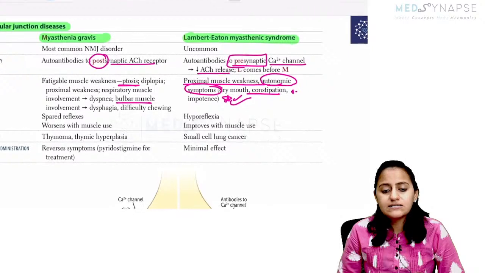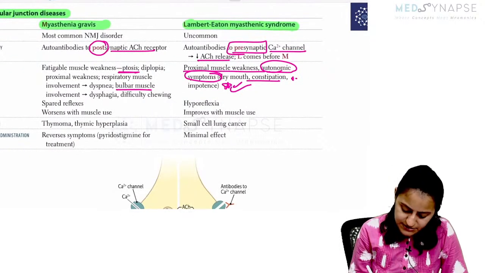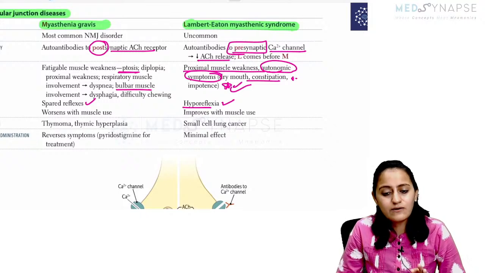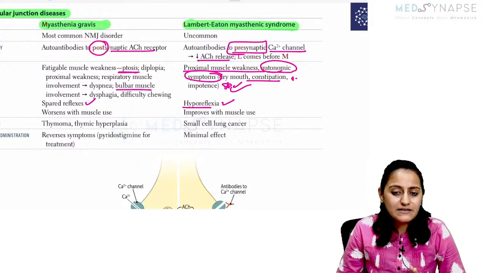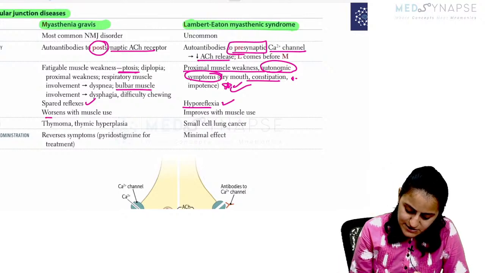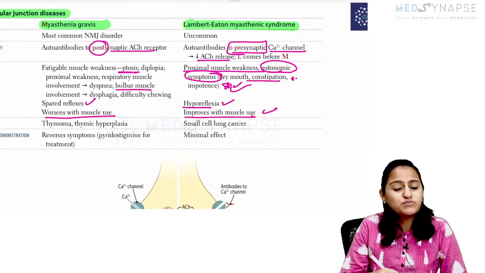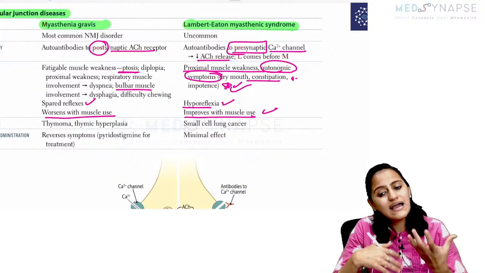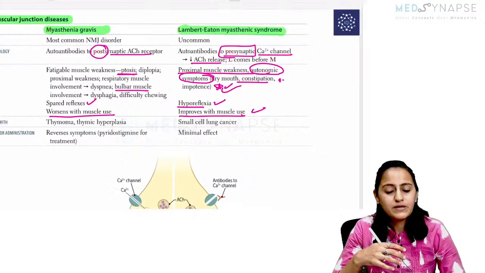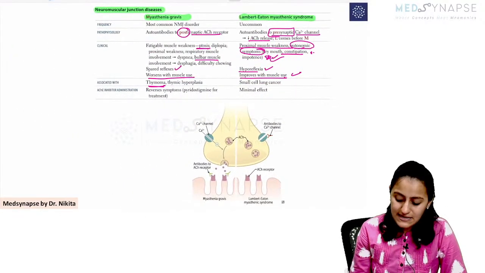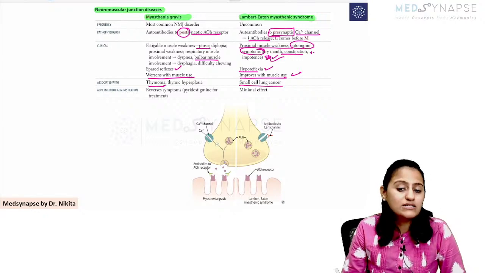Remember that in myasthenia the reflexes are spared. Here you will see hyporeflexia also. The reflexes are depressed in Lambert-Eaton. Myasthenia worsens with muscle use, while Lambert-Eaton improves with muscle use. With muscle use, the acetylcholine accumulates and the symptoms improve. Myasthenia is associated with thymoma, anterior mediastinal mass, while this is small cell lung cancer.